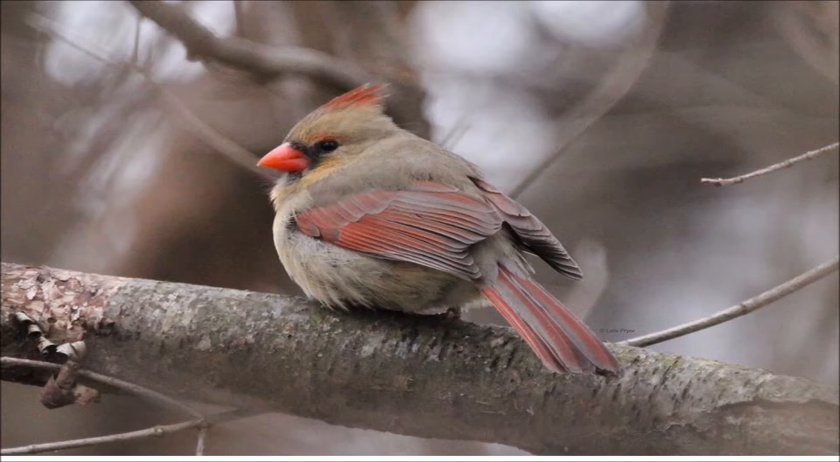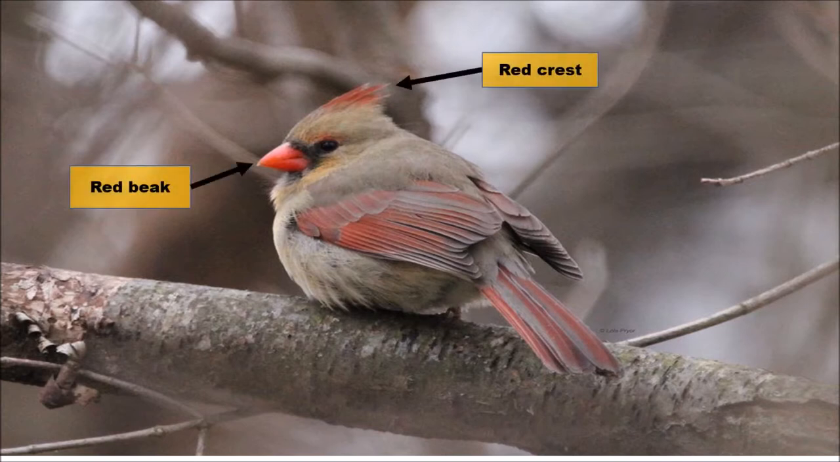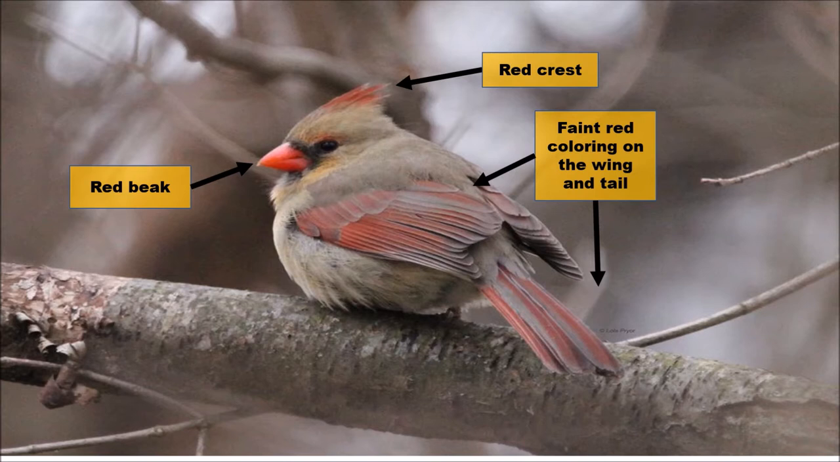Then we have the female. Looks completely opposite from the male, but still has that red crest, that red beak. And it also has a little bit of a faint red coloring around the wings and the tail. But overall, kind of that dull brown color all over the body.